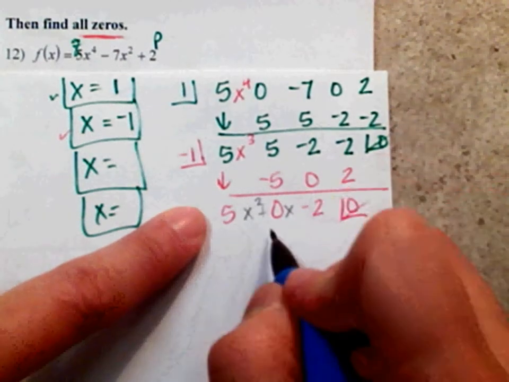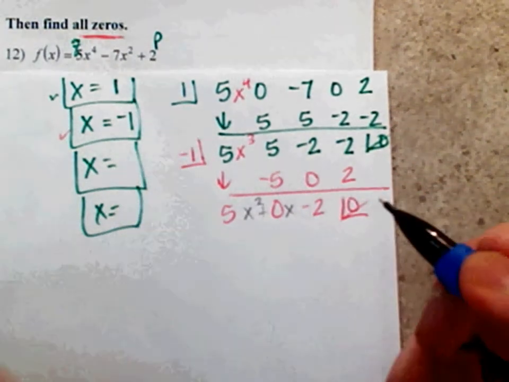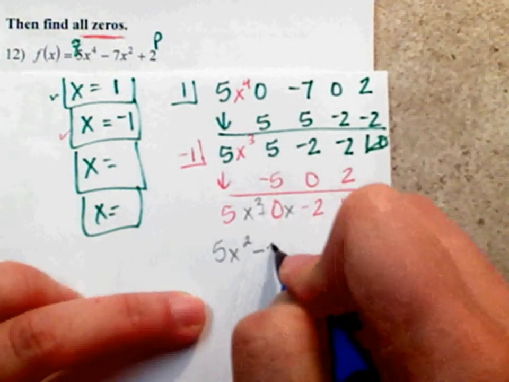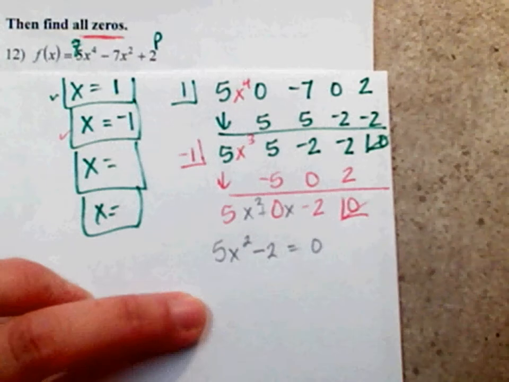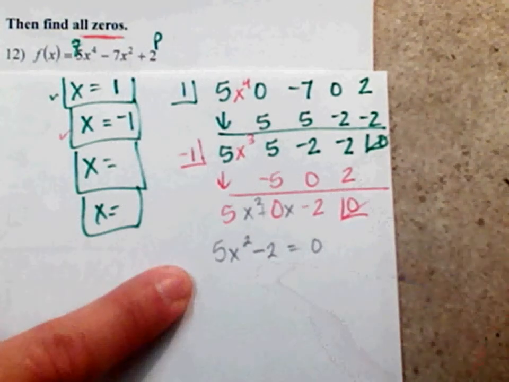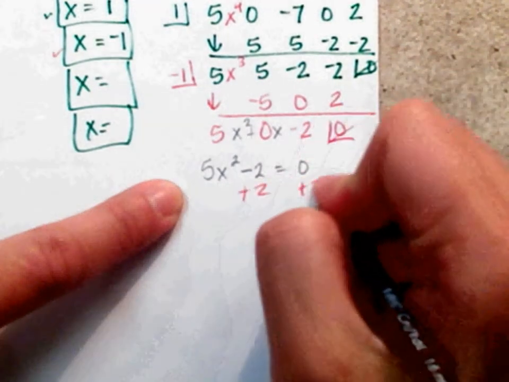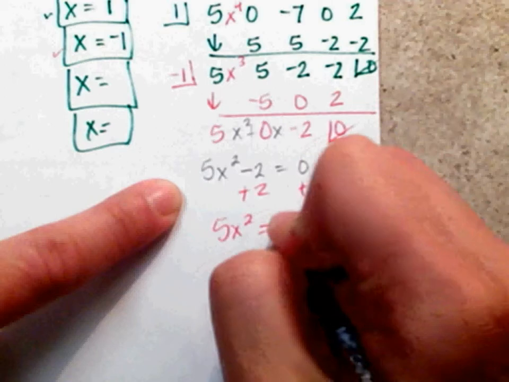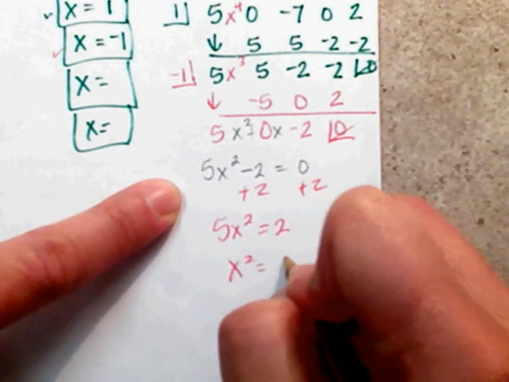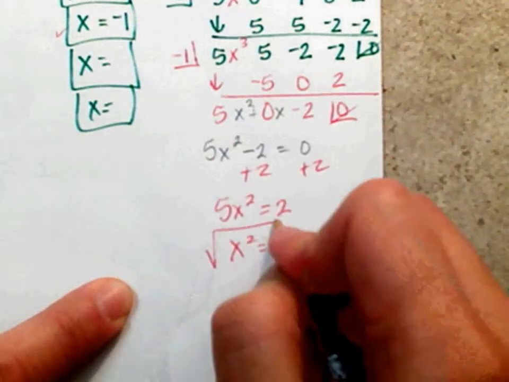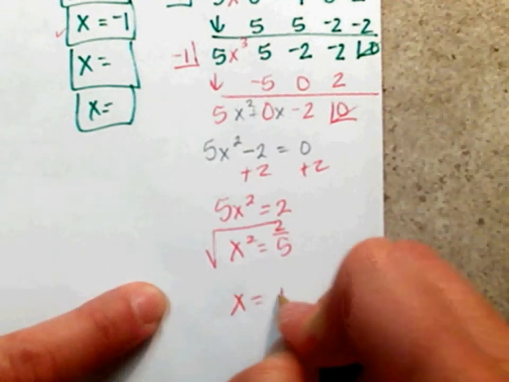Now, if you will look, see how you have a quadratic? You can either do a quadratic equation, formula, or you can just set it equal to 0 and solve. Since there's 2 terms, I'm going to set it equal to 0 and solve. Okay? So, add 2. 5x squared is equal to 2. Divide by 5. 2 over 5. Take a square root. X is equal to plus or minus square root of 2 over 5.